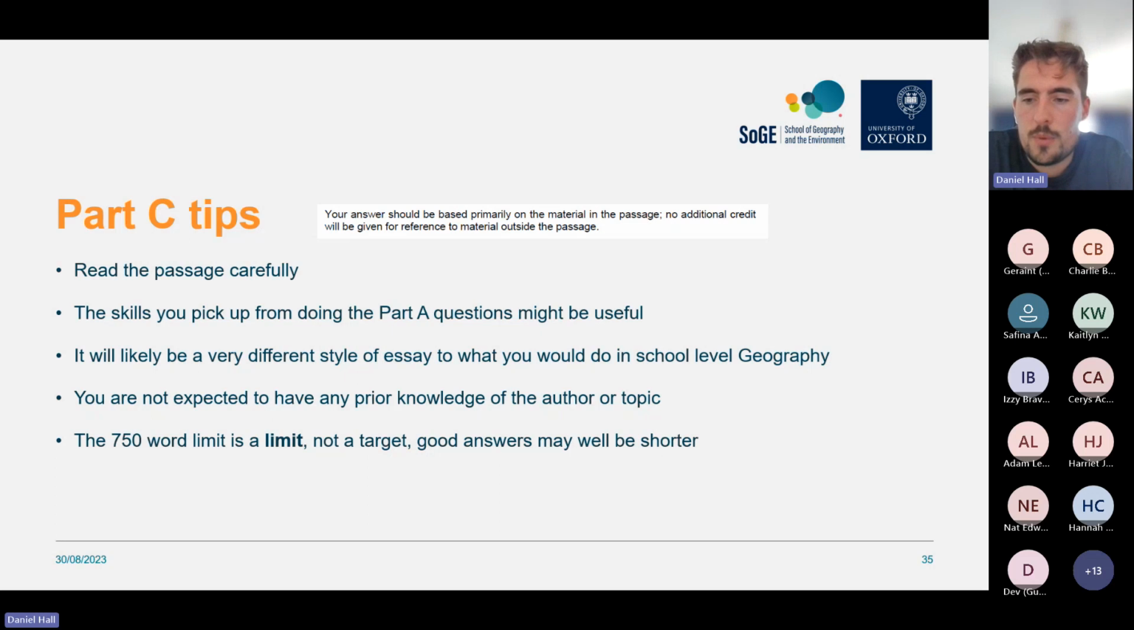There's a question in the chat. Will we be able to see how many words we've written? On the online platform, there's a word count at the bottom of the text box that shows you live how many words you're on, so you'll be able to easily see the word count. What happens if you go over the limit? Basically, anything after 750 words won't be taken into account in the mark for your essay.